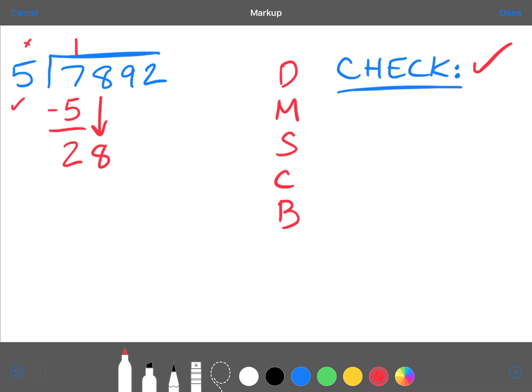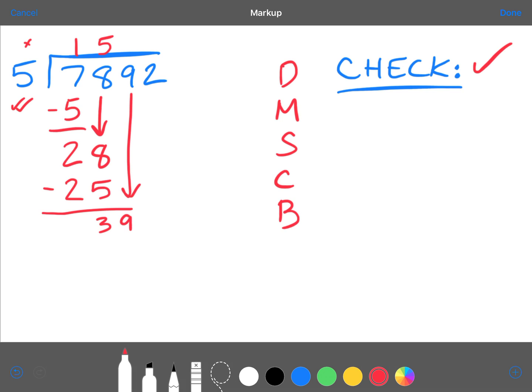So now how many times can 5 fit into 28 evenly? And that's going to be a full 5. So now multiply 5 times 5 is going to give me 25. Subtract, 28 minus 25 is 3. And yes, 3 is smaller than 5. And I bring down my 9.